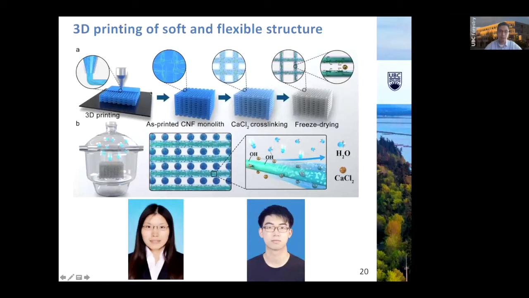Basically, the design here is that we have the 3D printing, and after 3D printing, we cross-link, because the TEMPO-oxidized fibers have a lot of carboxylic groups. We cross-link the carboxylic groups with calcium chloride, and then by freeze drying, we get the material. We didn't remove the calcium chloride because it is a hygroscopic salt, so we keep it both for cross-linking as well as for water absorption.